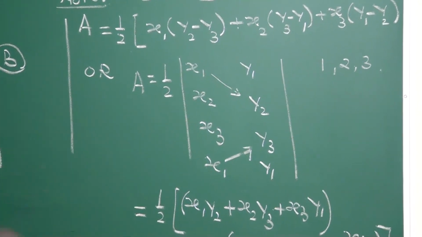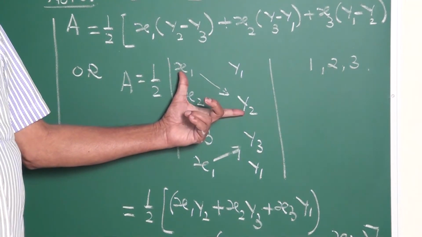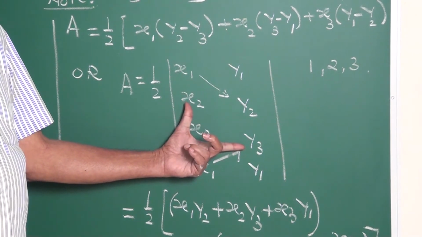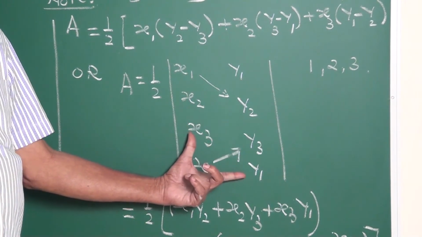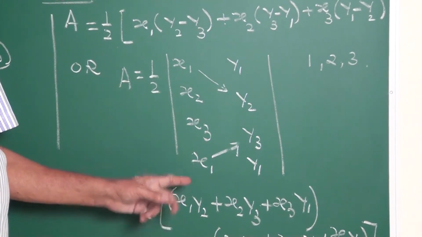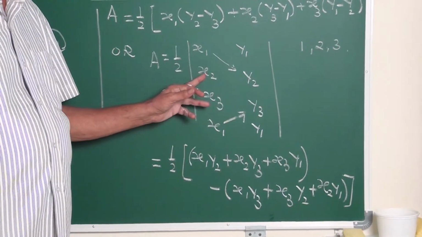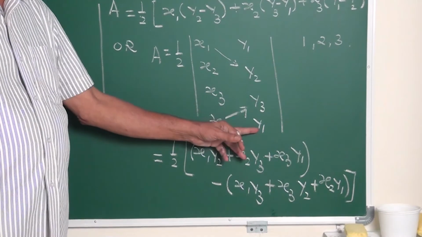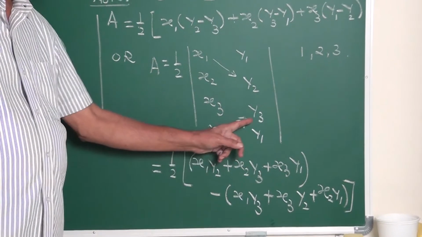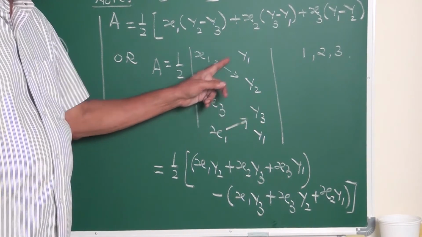After writing this, you have to come down first. This is half into, come down: x1, y2, multiply these two. x1 y2 plus x2 y3 plus x3 y1. See this again. After writing this, you have to come one step down. x1 y2 plus x2 y3 plus x3 y1, minus, you have to go up: x1 y3 plus x3 y2 plus x2 y1.